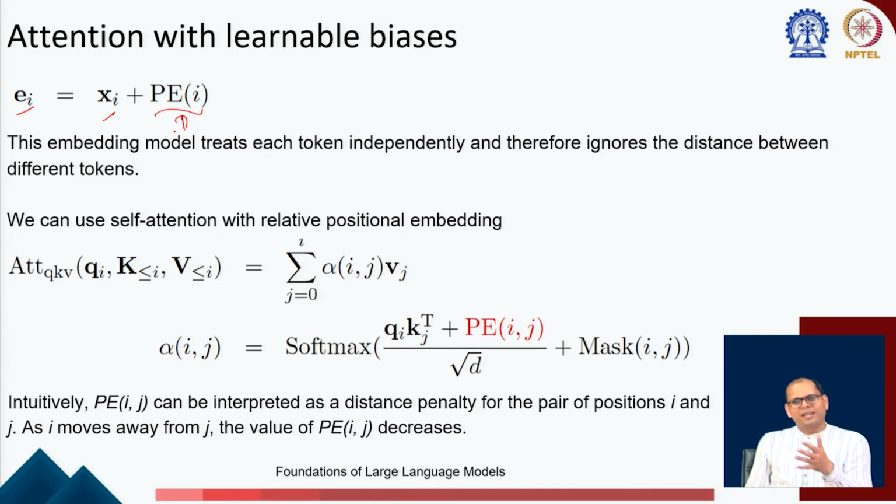What we can do is, our positional embeddings can itself take into account the distance between the tokens. So, suppose the jth token in the sequence is attending to the ith token in the sequence. The positional embedding can actually depend on the distance between the two tokens.